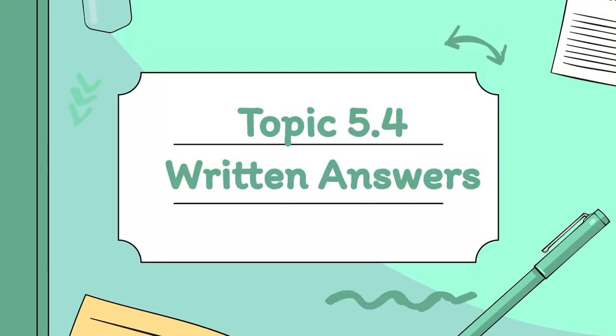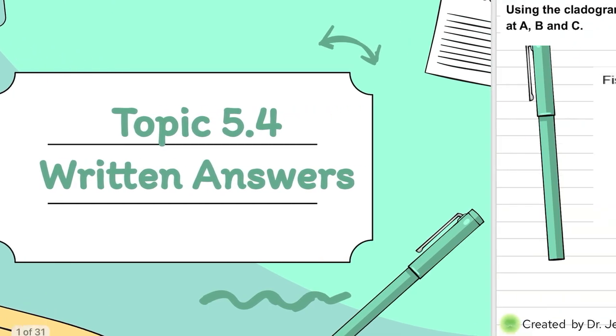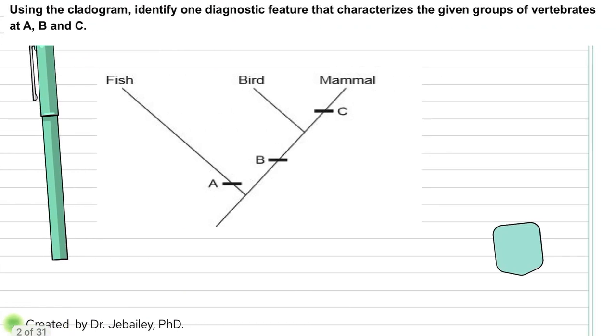Hi, this is Dr. Bailey, and in this video, we're going to look at some past IB exam paper questions related to topic 5.4, which is all about cladistics. So here we have the first question. It says, using a cladogram, identify one diagnostic feature that characterizes the given groups of vertebrates A, B, and C.